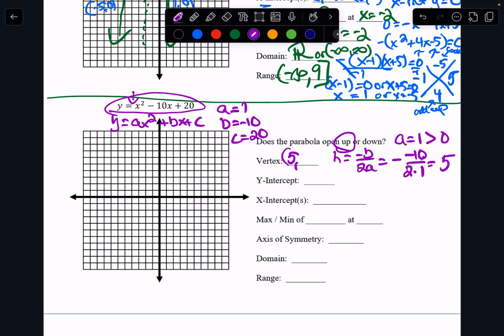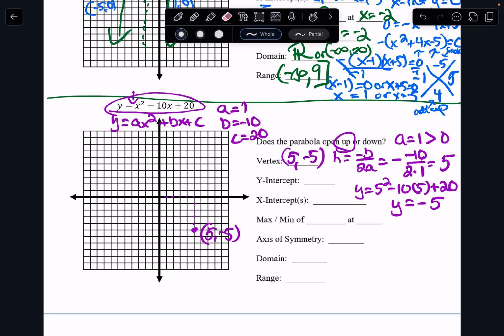Now we plug the 5 in to calculate the k. So y equals 5 squared minus 10 times 5 plus 20. And when we plug this in the calculator, we get y equals negative 5. So our vertex is 5, negative 5.